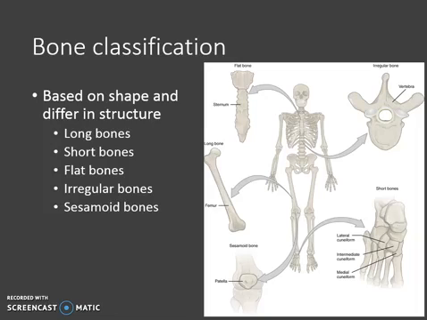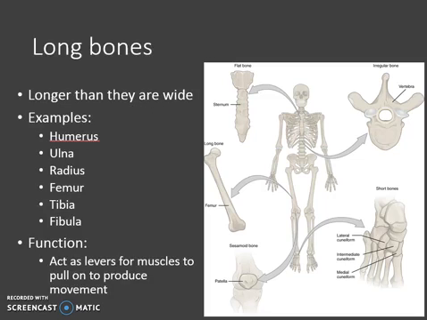Bones are classified based on the shape of the bone, and the different shapes have different structures and different functions to them. So the main bone shape classifications are long bones, short bones, flat bones, irregular bones, and sesamoid bones. So let's first take a look at long bones.